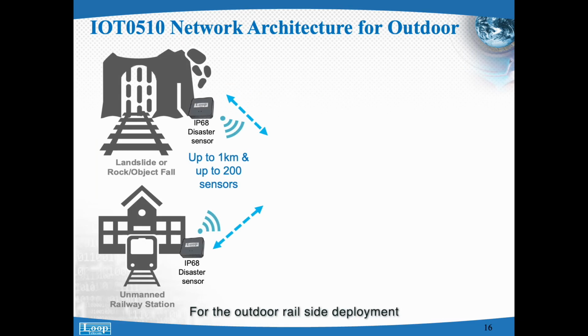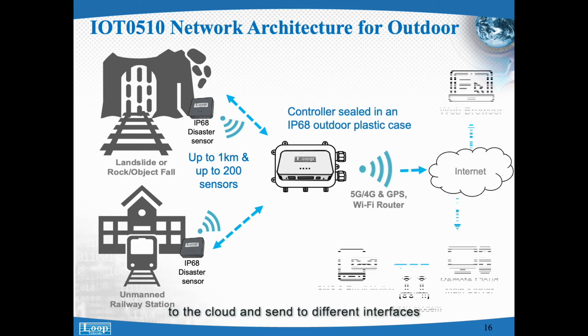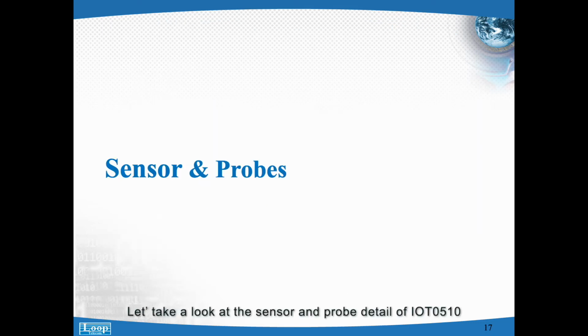For the outdoor roadside deployment, we can install wireless sensor to unmanned station and lens light for monitoring the environmental status. Up to 200 sensors can link to each IoT0510 controller and up to 1 km transmission range. Once a controller receives any sensor data, it will deliver the data to the cloud and send to different interfaces. Let's take a look at the sensor and probe detail of IoT0510.